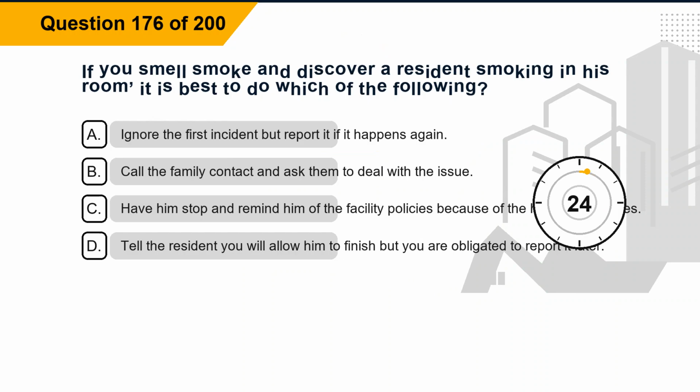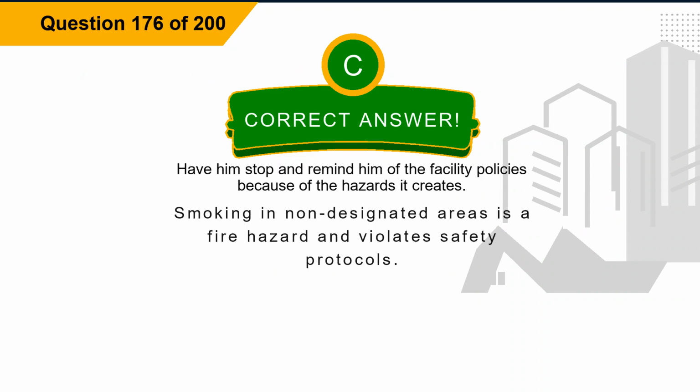Question 176. If you smell smoke and discover a resident smoking in his room, it is best to do which of the following? Option A. Ignore the first incident but report it if it happens again. Option B. Call the family contact and ask them to deal with the issue. Option C. Have him stop and remind him of the facility policies because of the hazards it creates. Option D. Tell the resident you will allow him to finish but you are obligated to report it later. The correct answer is option C. Have him stop and remind him of the facility policies because of the hazards it creates. Explanation. Smoking in non-designated areas is a fire hazard and violates safety protocols.